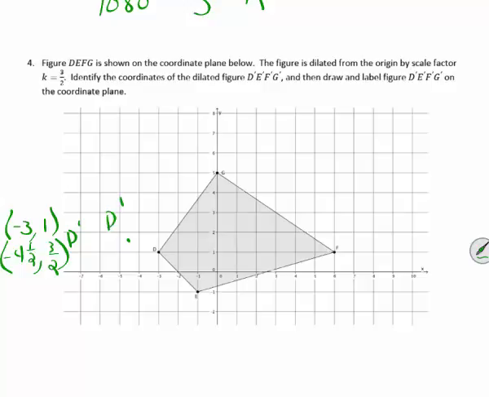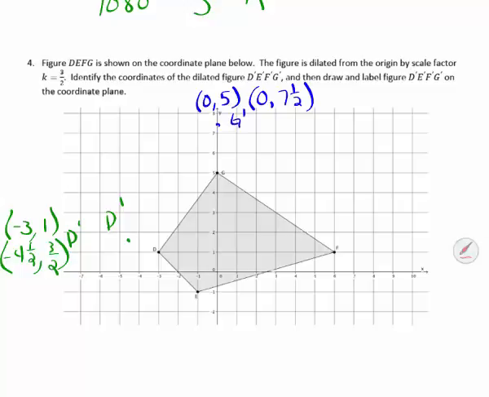There's D prime. All right, for G, G is at 0, 5. So when I multiply it by 3/2, that's still going to give me 0, and 5 times 3/2 is going to give me 7.5. And let's see, that's about right here. So that is G prime.